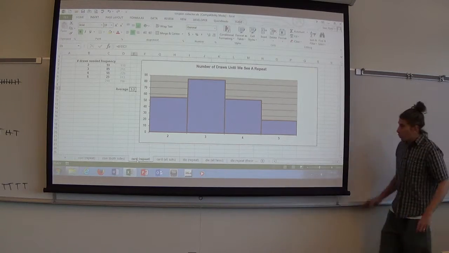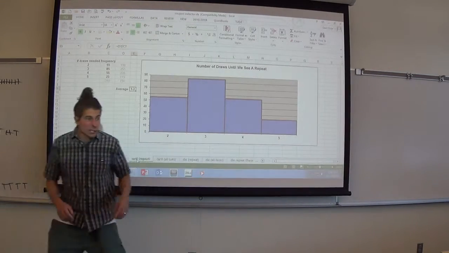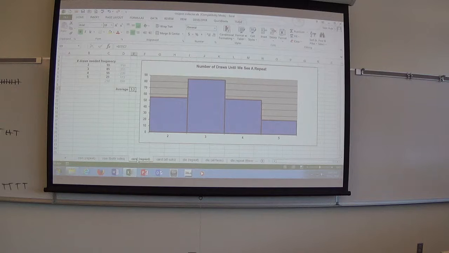This was the number of times we had to pull cards until we saw a repeated suit. This was part of the quiz you did on, I guess it was Wednesday. Shuffle the cards up, throw a card, look at it, make a note of the suit. Take the card back in, shuffle up, deal again, make a note of the suit. Keep doing that until the suit repeats.